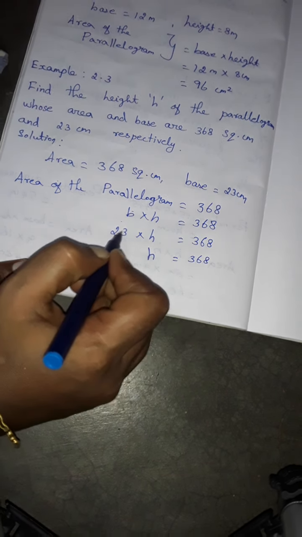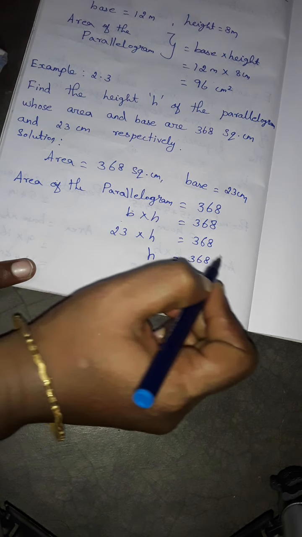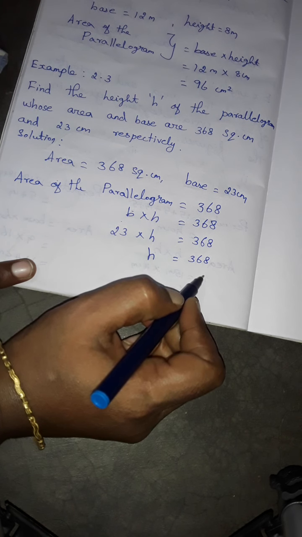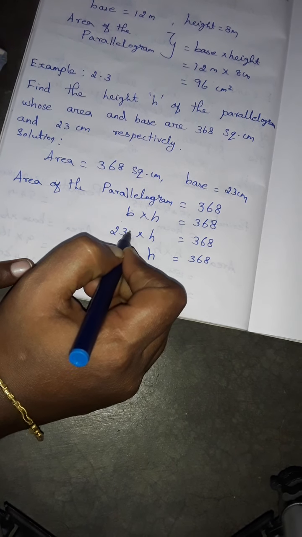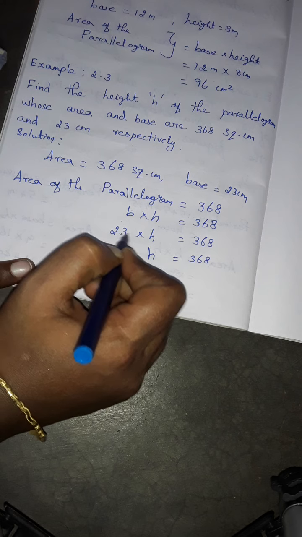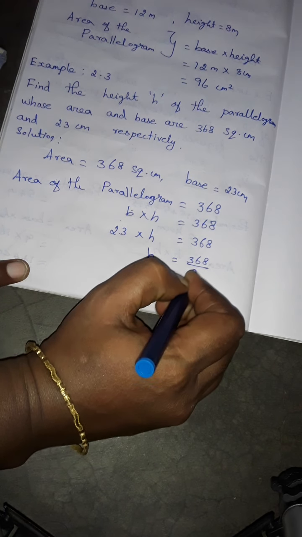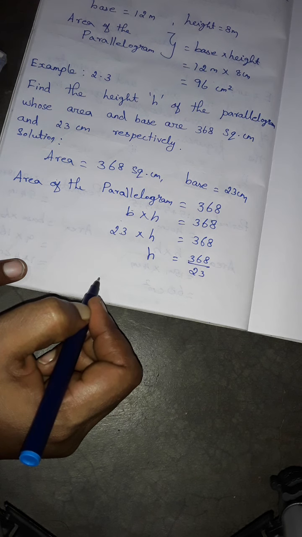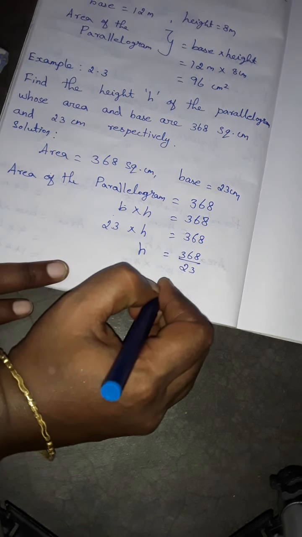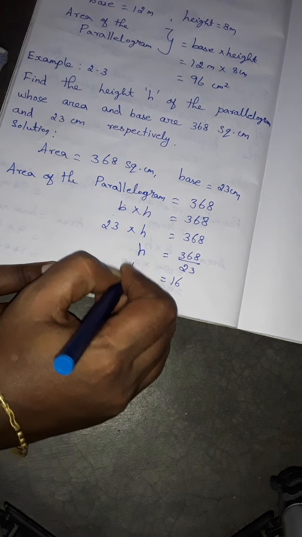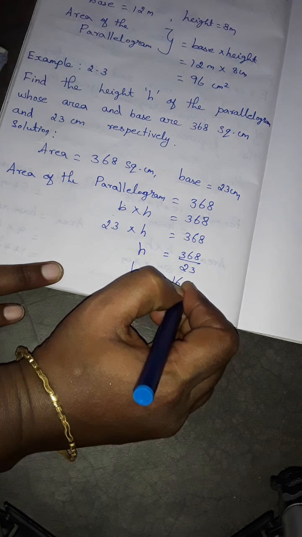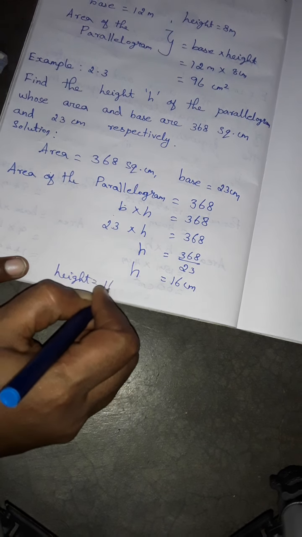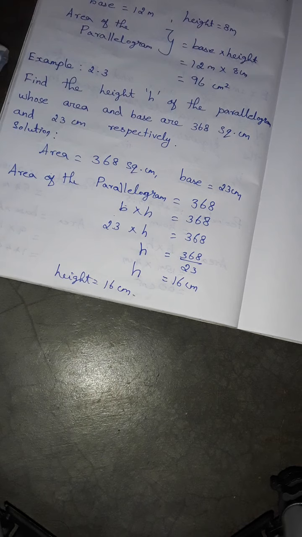This is a new term: when you bring the left side to the equal side, the operation will be changed. Here it is multiplication. When it comes to this side, it becomes division. So 368 divided by 23 is equal to 16. So height is equal to 16 centimeter. Height is equal to 16 centimeter.